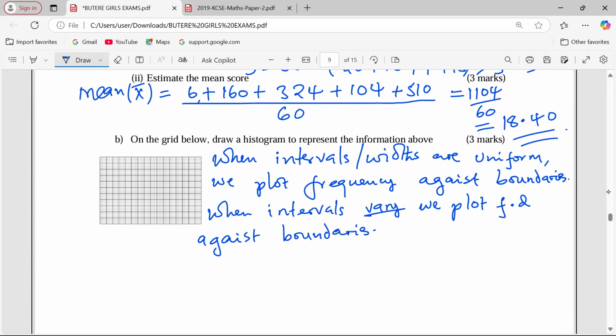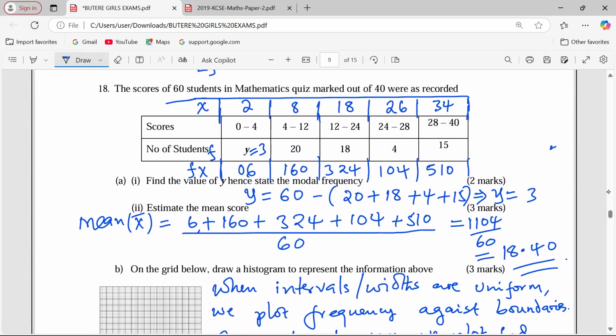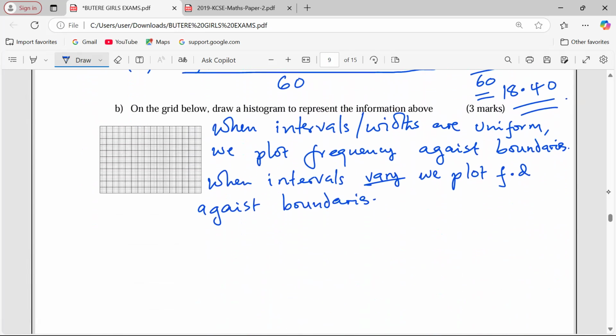Against class boundaries. Now, again, according to the above type of data, which is continuous, you see from 0 to 4, then again from 4 to 12, then again from 12 to, so you see the upper limit in this becomes the lower in the second. Such a data is called continuous data.